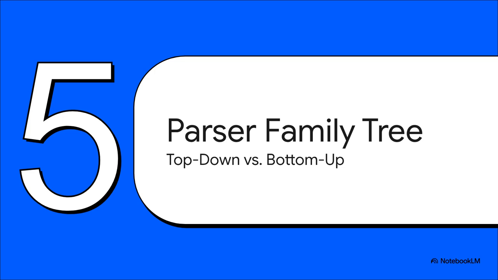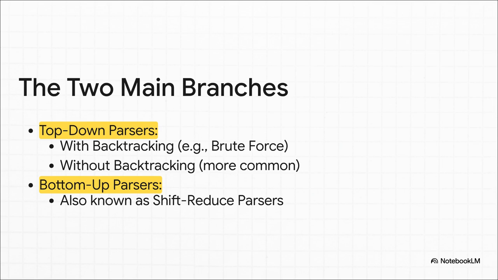So as you can see, these two very different ways of thinking, top-down and bottom-up, they're like the two ancient ancestors of a whole huge family of different parser types that we use today. The family tree splits right down the middle into our two main branches. Now, inside the top-down family, a big difference is something called backtracking. That's basically the ability to say, oops, I took a wrong turn, let me back up and try a different rule. On the other side, bottom-up parsers are often called shift-reduce parsers, which is just the technical name for that process we just saw, shifting along the string and reducing chunks of it.